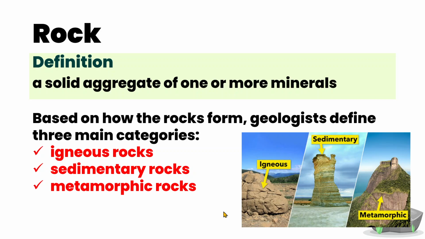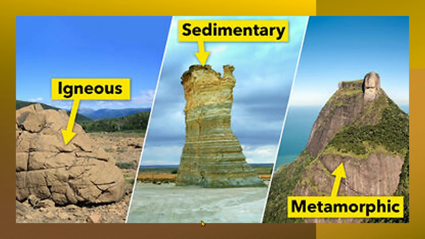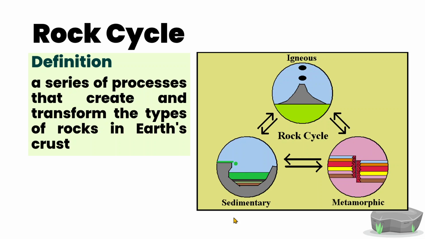Rock is a solid aggregate of one or more minerals. They are categorized based on how they form. Geologists define three main categories. We have igneous rocks, sedimentary rocks, and metamorphic rocks. This picture shows you the three types of rocks: igneous, sedimentary, and metamorphic. They are formed through the rock cycle.